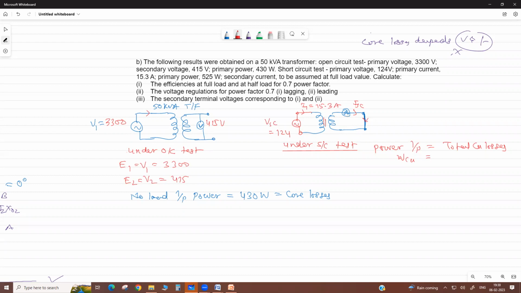Now this will give you the copper loss at full load. The full load copper loss is the primary input power, 525 watt. Please remember, short circuit input power is considered as copper loss, and in open circuit condition the input power is considered as core loss, which is represented as iron loss. Okay.